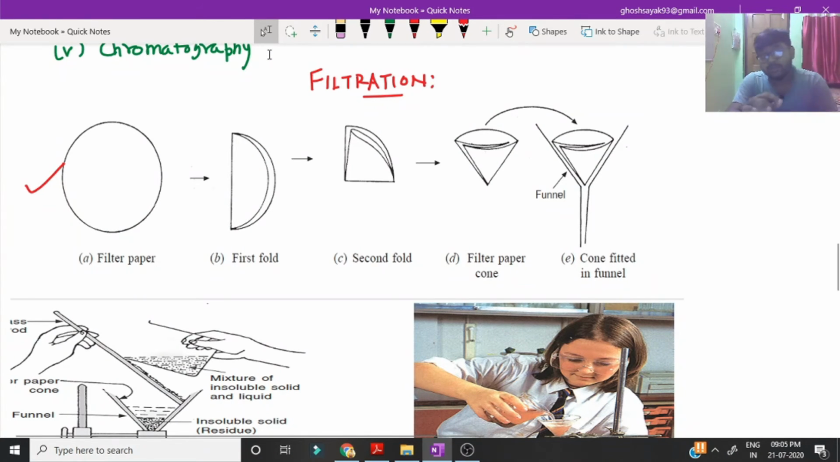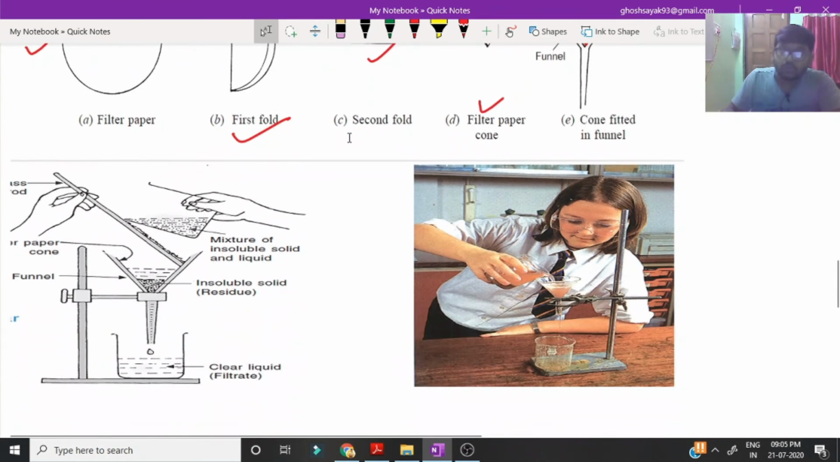So what we have to do, we have to make a filter paper cone, right? This is how the first fold, a simple first fold. After that we'll give a second fold. Now we'll stretch it out to make a filter paper cone, and that filter paper cone will be there inside the funnel. So what we have to do, we have to keep it like this, or like this.